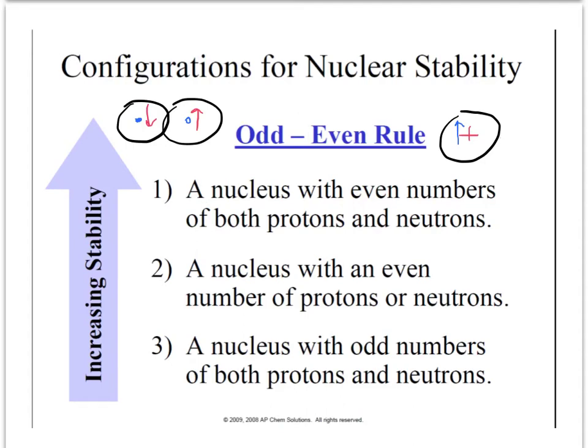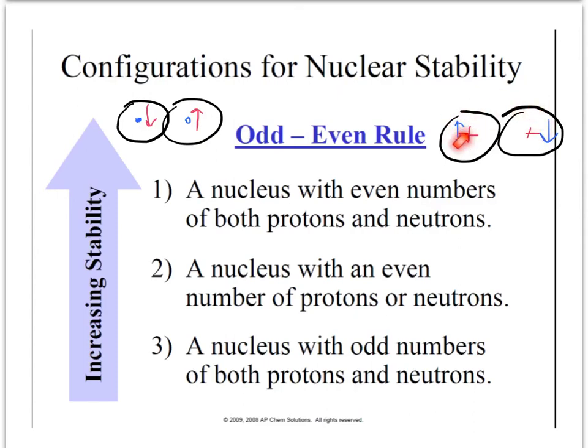The second most stable version is going to be something that has an even number of protons or neutrons, but an odd number of the other. So like this little setup right here, we have an even number of neutrons, but an odd number of protons. And so this would be less stable than something that had both protons and neutrons even. And then the least stable would be something that has an odd number of both protons and neutrons, so odd and odd.